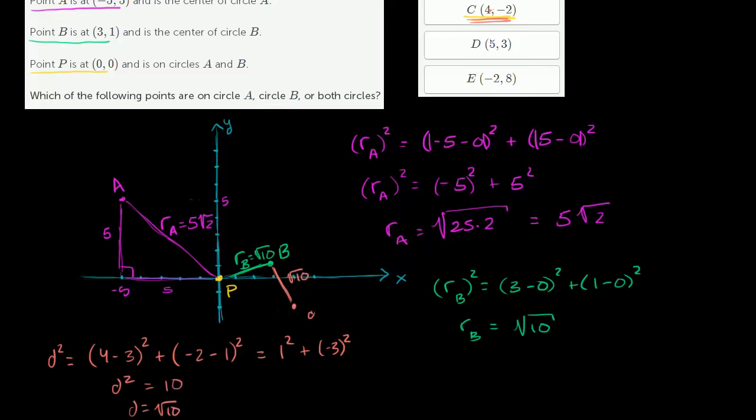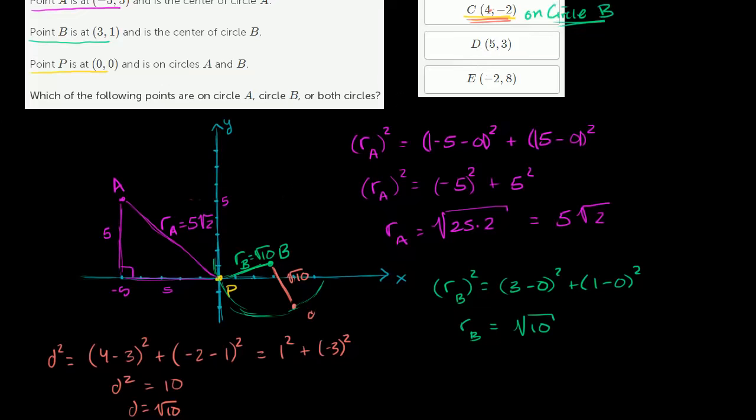If we wanted to draw circle B, it would look something like this. And once again, I'm hand drawing it, so it's not perfect. I'm going to draw part of it, and it looks something like this. This is exactly a radius away. So let me write, this is on circle B. Now let's look at this point, the point 5, 3.